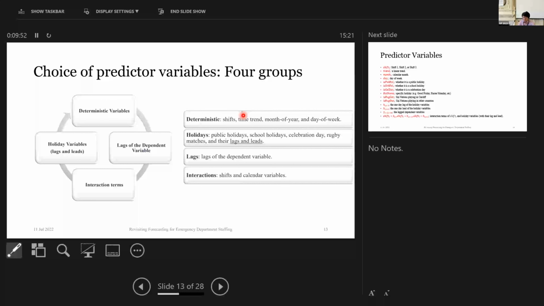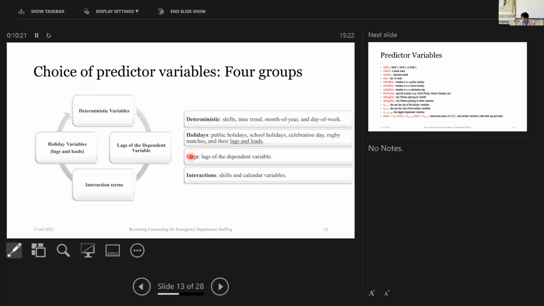And another thing is that I include leads and lags. What does it mean? Okay, so if tomorrow is a bank holiday, some people go out and celebrate, they get drunk, they go to hospital. Okay, the second thing is that if yesterday was a holiday, some people had drunk, they have hangovers, they feel, okay, I need to go to the hospital. So the leads and the lags are also important here.